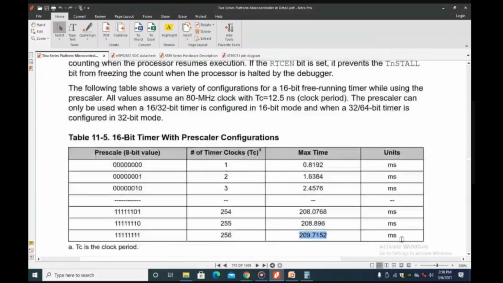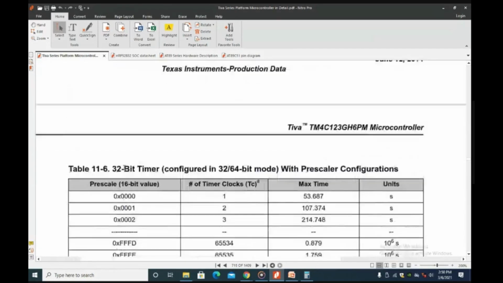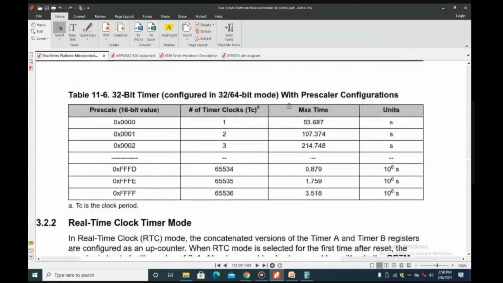This is with respect to the 16-bit timer with 8-bit prescaler. Similarly, if you go for a 32-bit timer with a 16-bit prescaler, you can see the timing. This is a 16-bit prescaler which starts from 0 and goes up to FFFF, which is divide by 65,536. Totally you can see how much time you will get, 3.518 into 10 power 6 seconds. So it goes up to a few days.